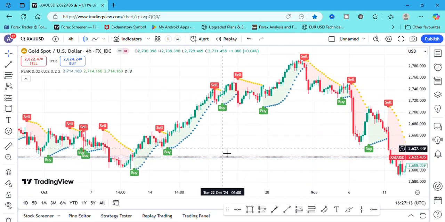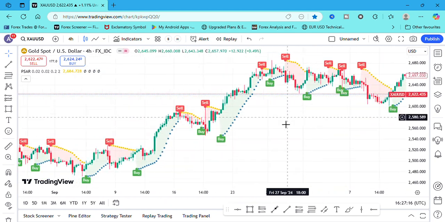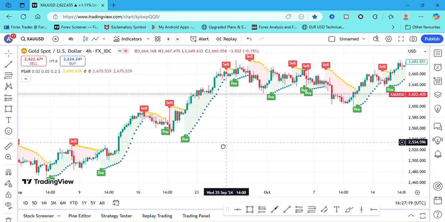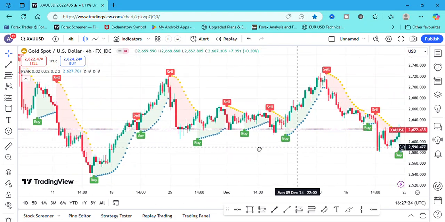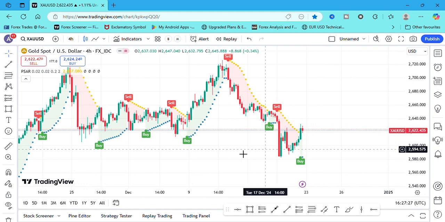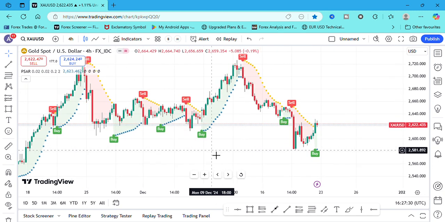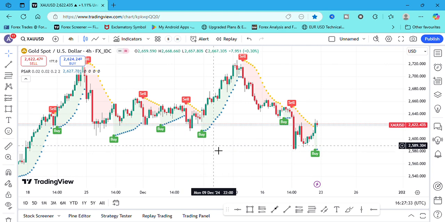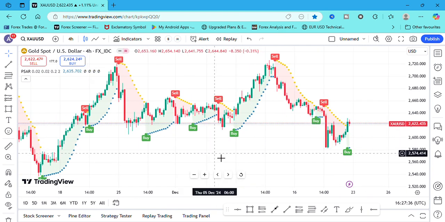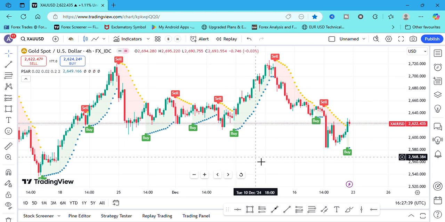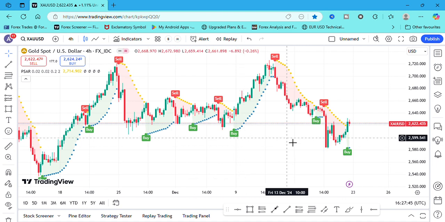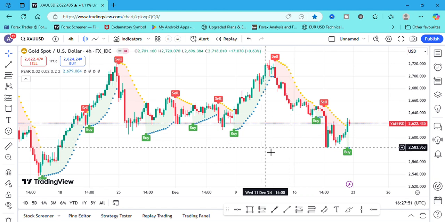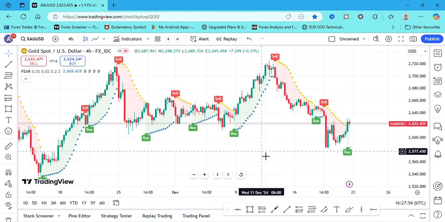You can see the Parabolic SAR is always working. You can buy and sell; at least you have an indicator that directs you to make a trade, but don't try to make too much money. If you want to make too much money, you are going to lose quickly. This is my advice: don't rush, do it slowly, day by day, and you will improve your trading journey.